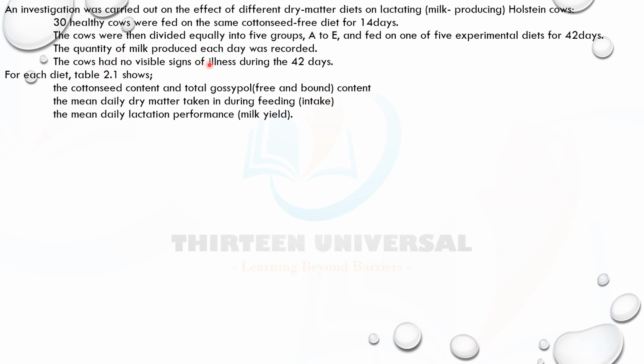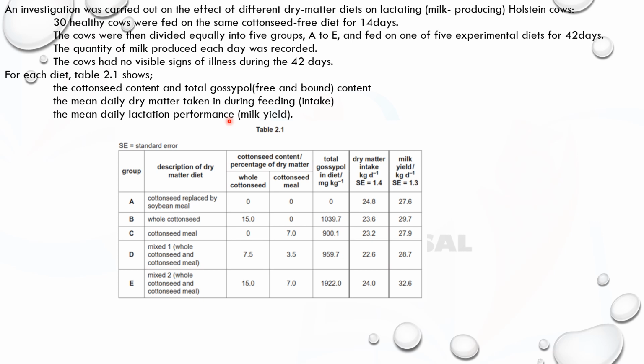The cows had no visible signs of illness during the 42 days. For each diet, table 2.1 shows the cottonseed content and total gossypol, free and bound, the mean daily dry matter intake during feeding, and the mean daily lactation performance, that's milk yield. So this is, guys, once they give you a table, check the trend. There are different groups. This is the different description of the dry matter diet that we are given. So you see cottonseed, right? So look at it.